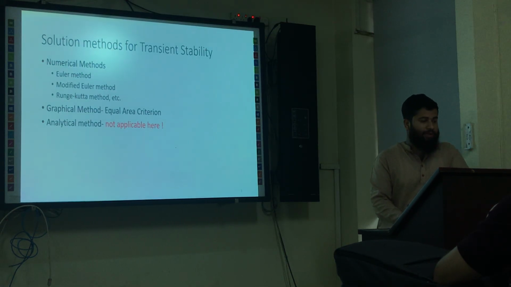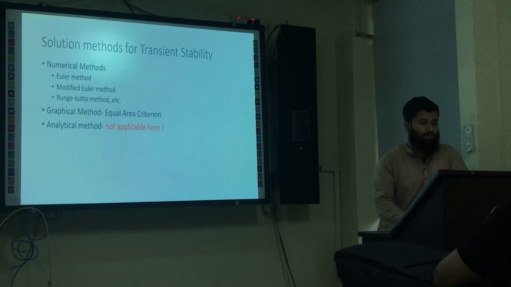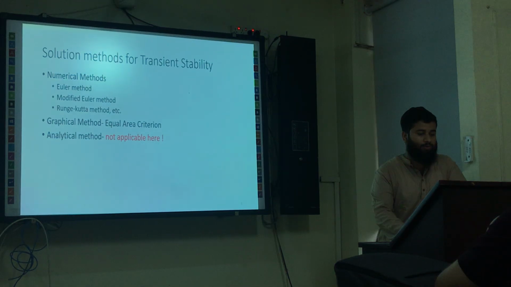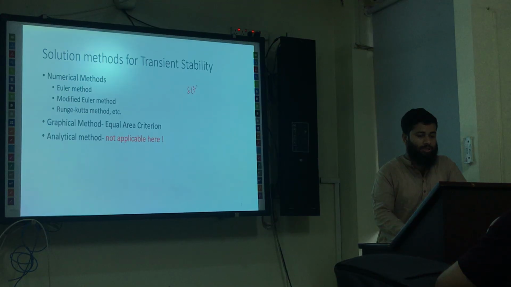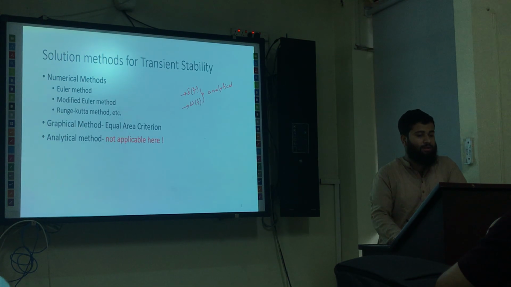Now, how can we solve transient stability? From our previous slide, whenever we solved the small disturbance stability, we found these two equations, right? And those two equations were analytical equations, and the solutions were analytical solutions. That means inside those equations there are some terms, right? If we put all the terms correctly inside those equations, then we will get the exact result of delta of t and omega of t, right?